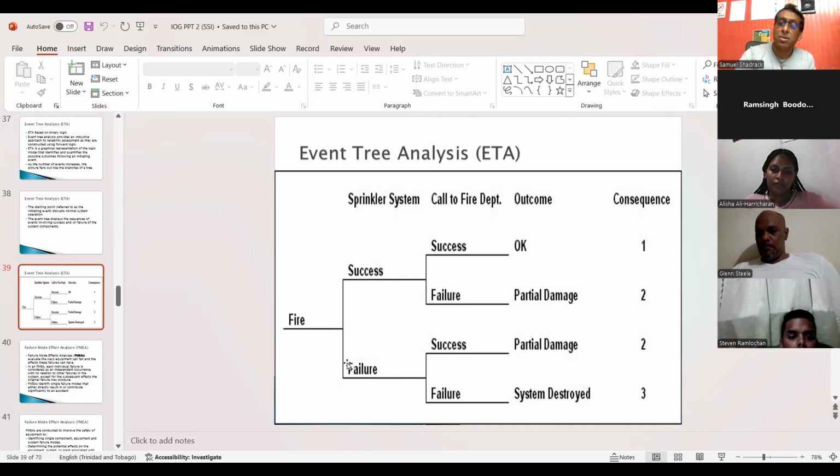Down here means that the sprinkler system didn't work, but the call to the fire department did work, so there's partial damage. To the bottom of the chart means everything failed. The sprinkler system didn't work. The call to the fire department did not work as well, right? So I don't want to do too much. Like I say, if it's not there in the book, I don't want to do too much, but I wanted you to understand it. It's like a sideways family tree.